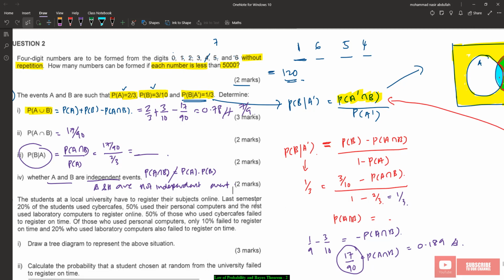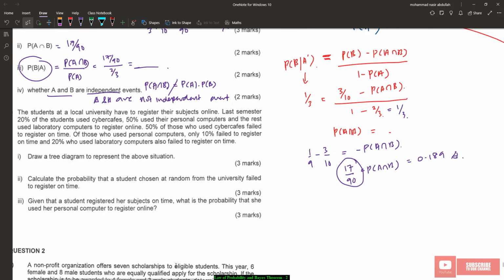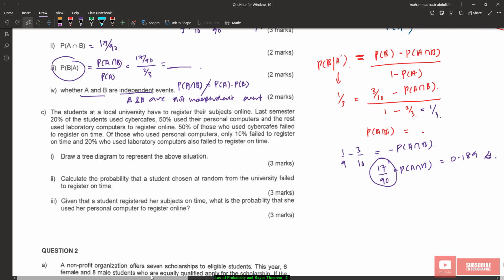Okay. Let's look at the last question for today. Right. This is about Bayes theorem and tree diagram.